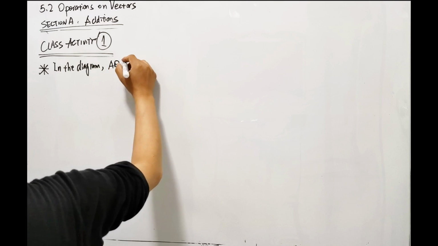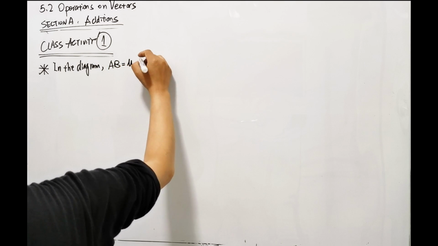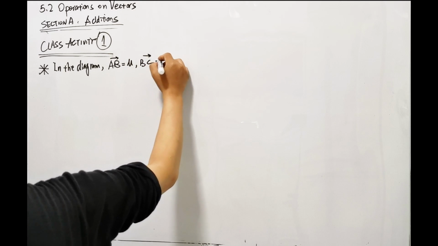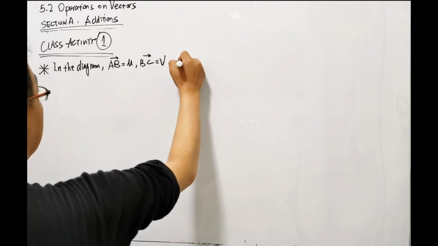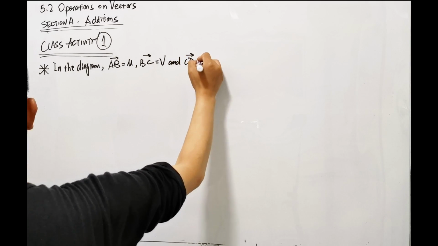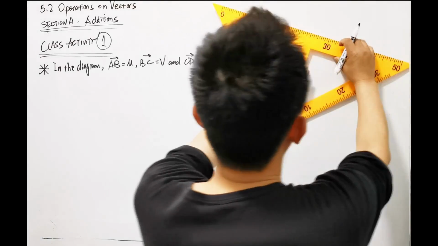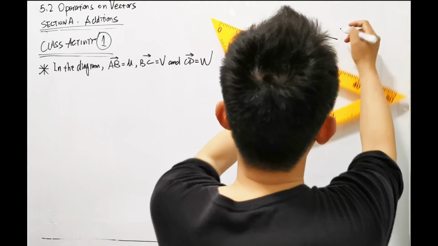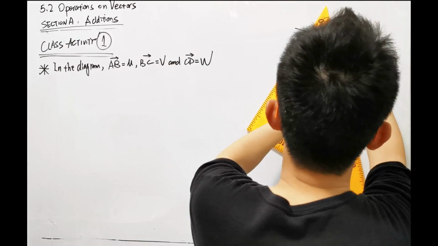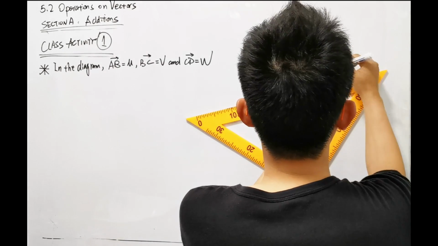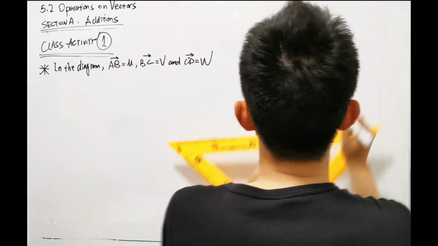AB equals u, BC equals v, and CD equals w. Okay, let's write it. Let's make a drawing. So we have this drawing.